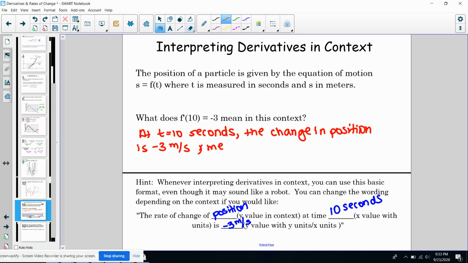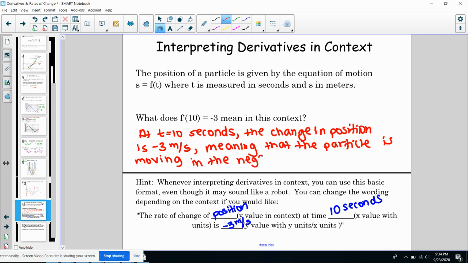That does not look like a comma. Let me fix that. Meters per second, comma, meaning that the particle is moving in the negative direction.